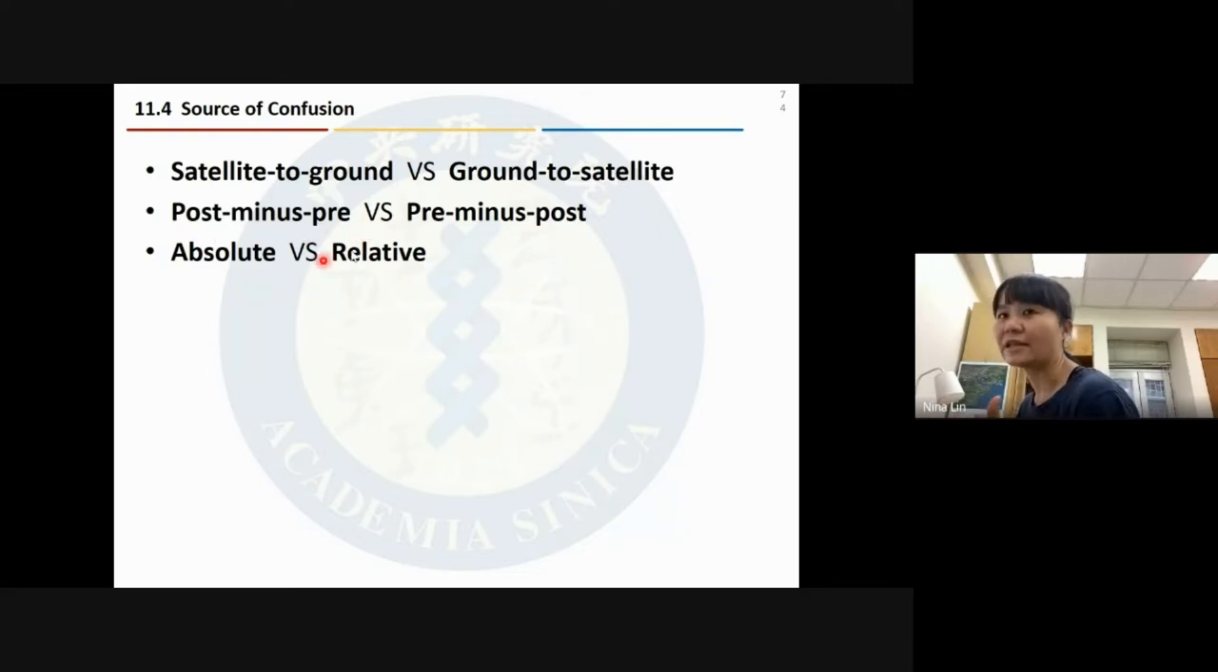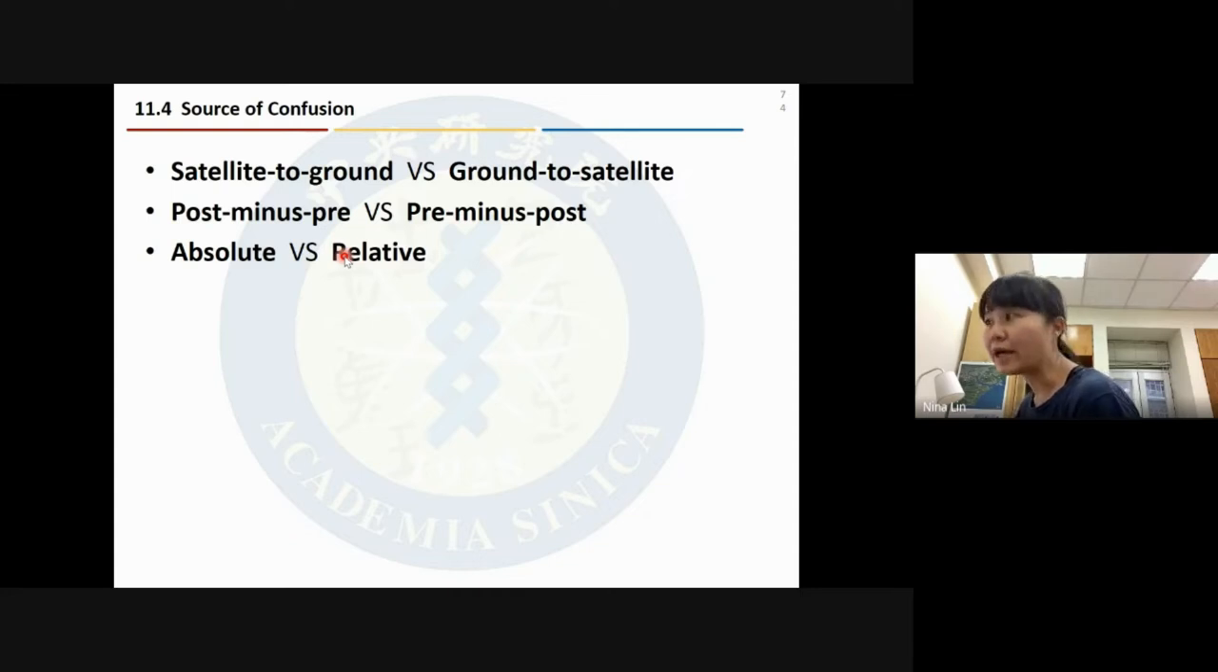The third factor is not really affecting the sign, because it's just absolute versus relative. So the important information from here is that the observation from InSAR is always a relative value, okay?